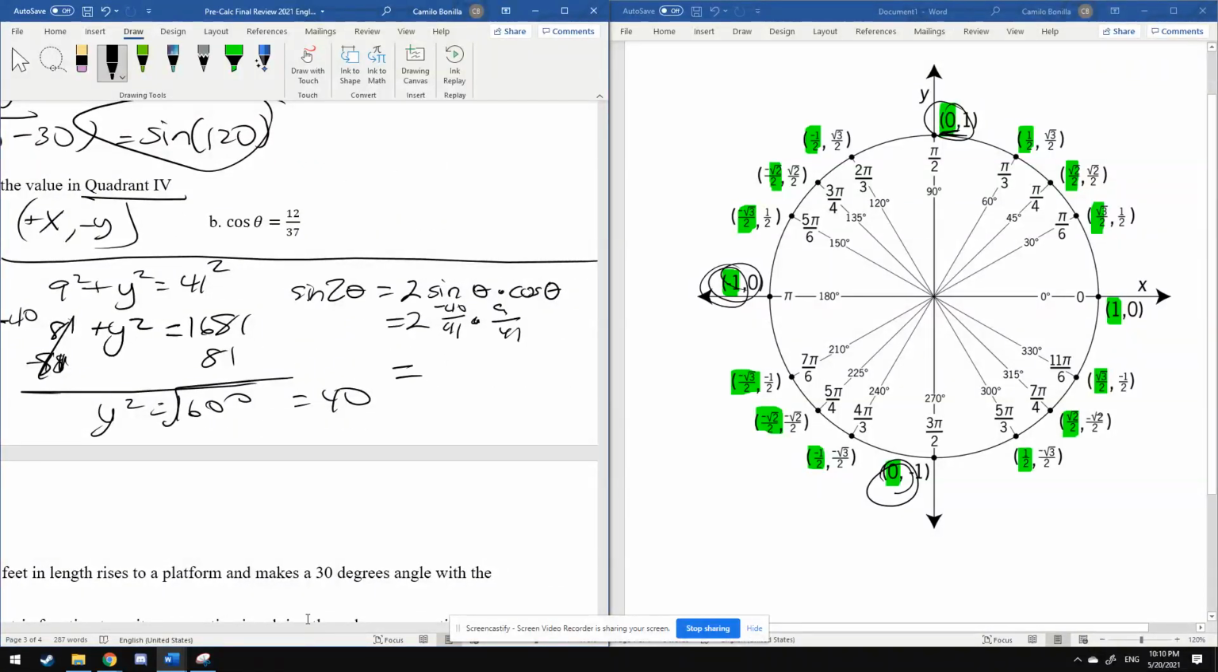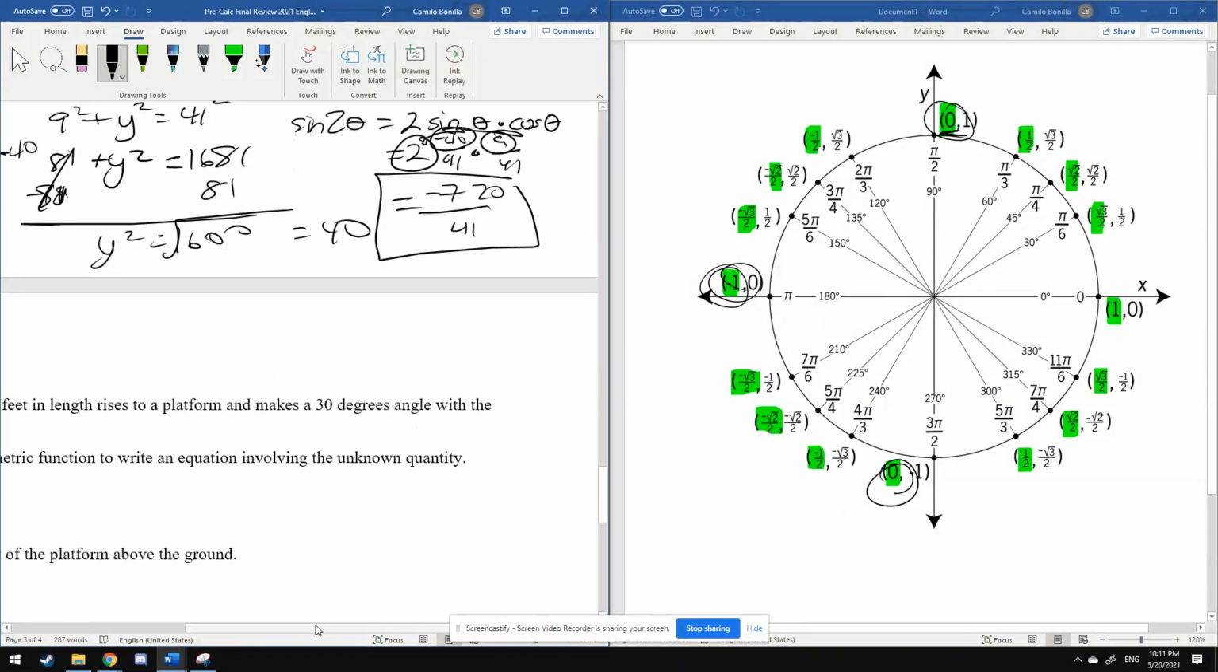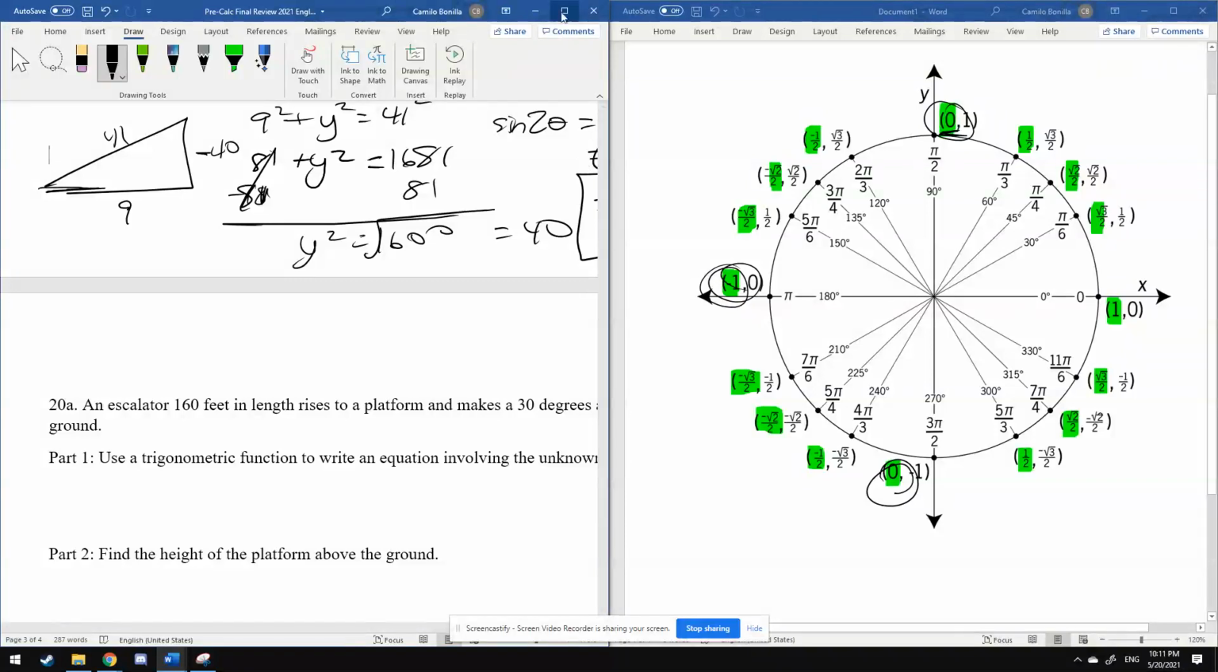So in your calculator, you could do 2 times negative 40 times 9. You have negative 720 divided by 41. I multiplied the 2, the negative 40, and the 9, and that gave me negative 720. This can't be simplified because 41 is a prime number, and I believe it'll happen the same way in your test. And that's your answer. That one might be a little bit tricky, but I'm sure you guys will get it.